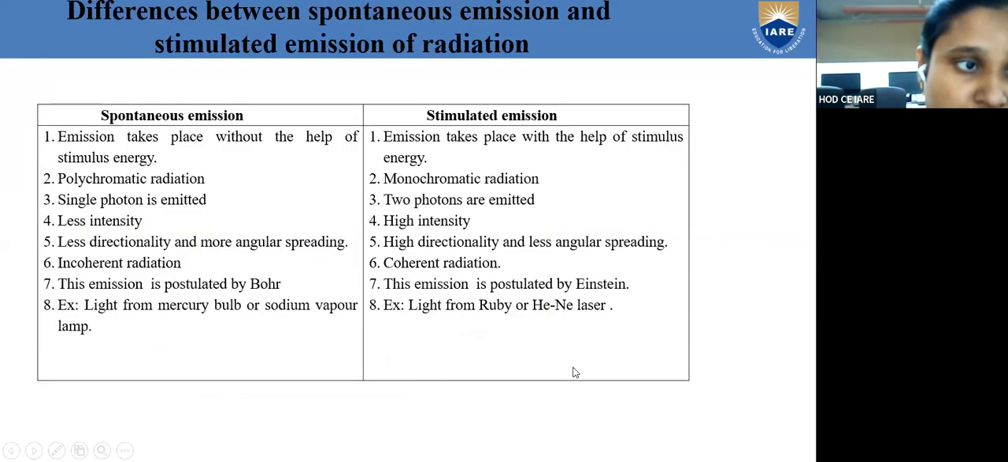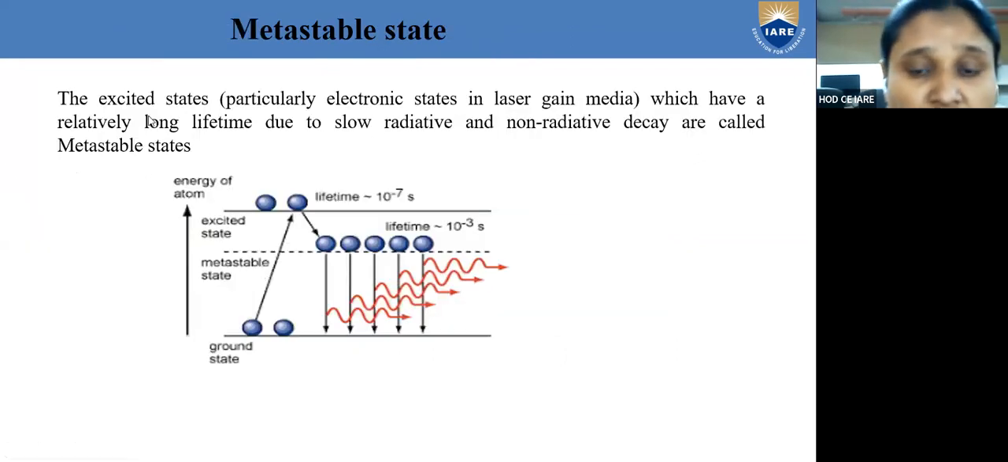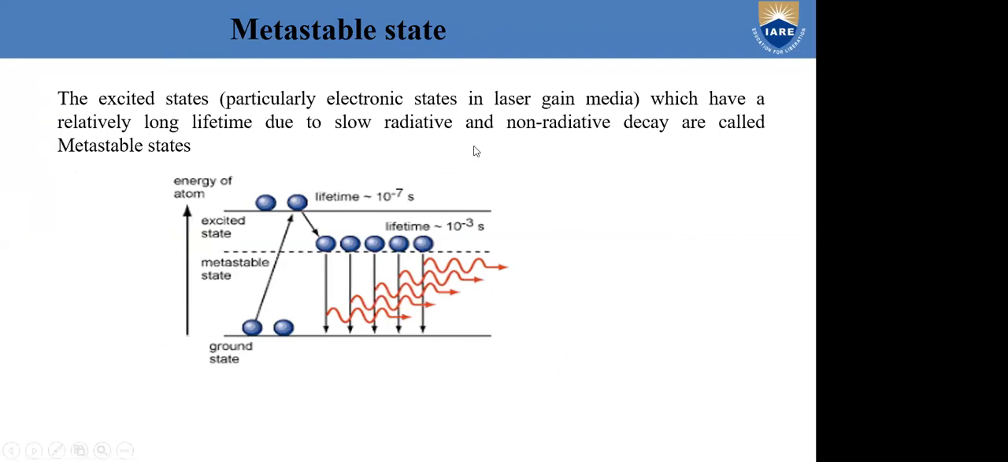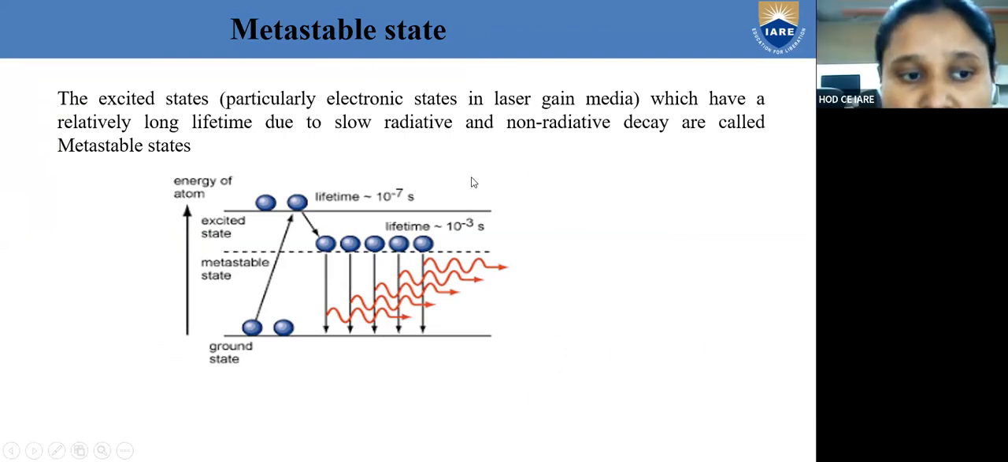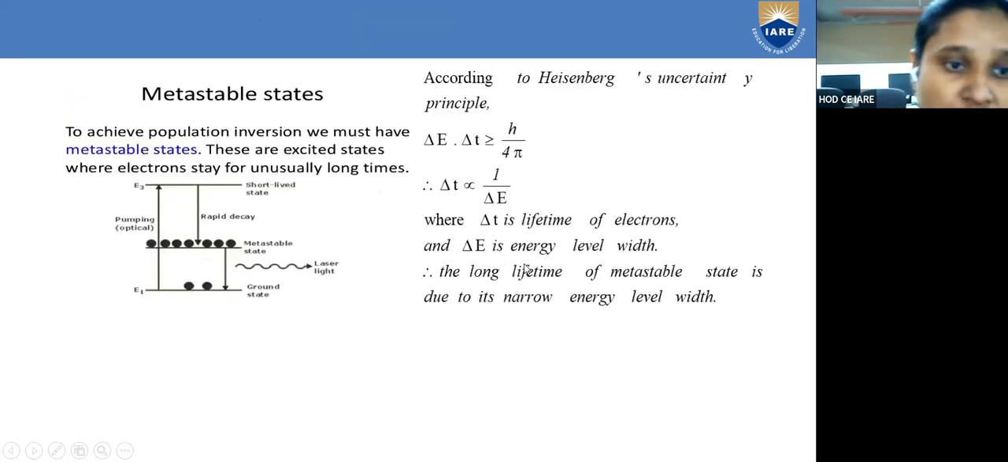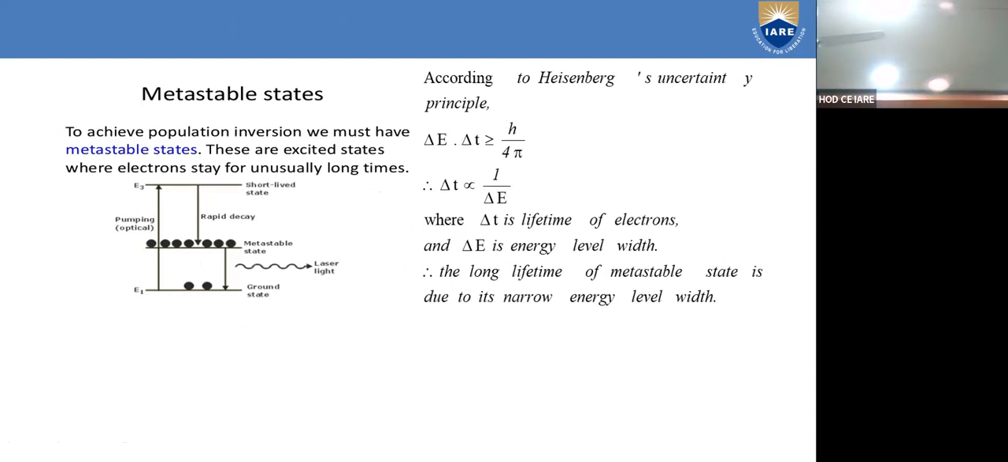Then the next definition, after all these differences, is the metastable state. What is a metastable state? If we take any material, it will have one ground state and many excited states. Out of all those excited states, there exists one excited state whose lifetime is long. The excited state which has a long lifetime is called the metastable state. Okay, students. Then after that, I think we have taken this why.